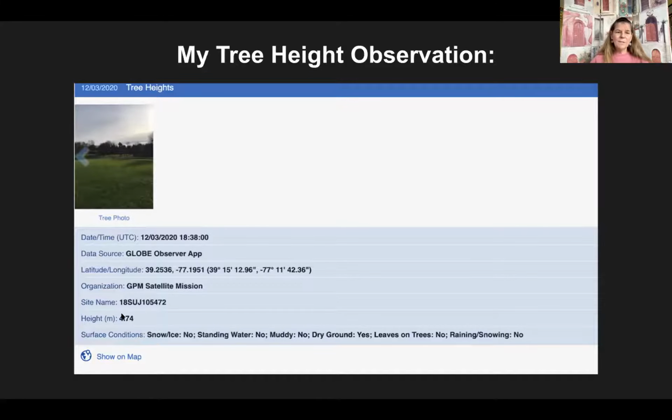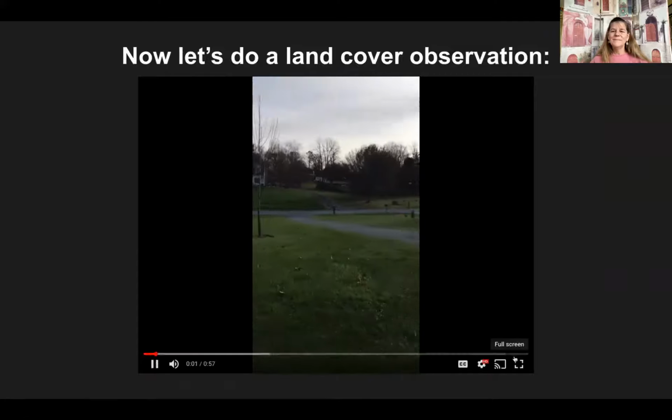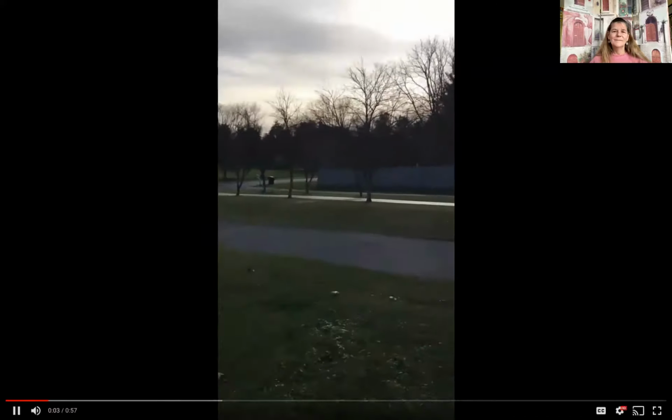I'm looking at this in meters here, and then what my surface conditions were. All right, so now it's time to do a land cover observation. And once I have my tree height finished, I told you I also want to do land cover.